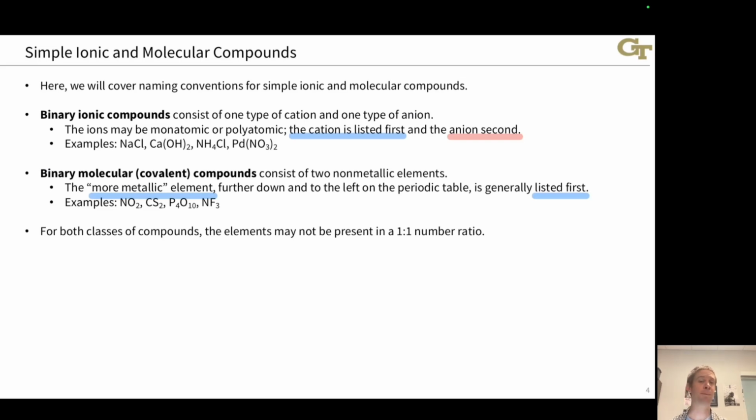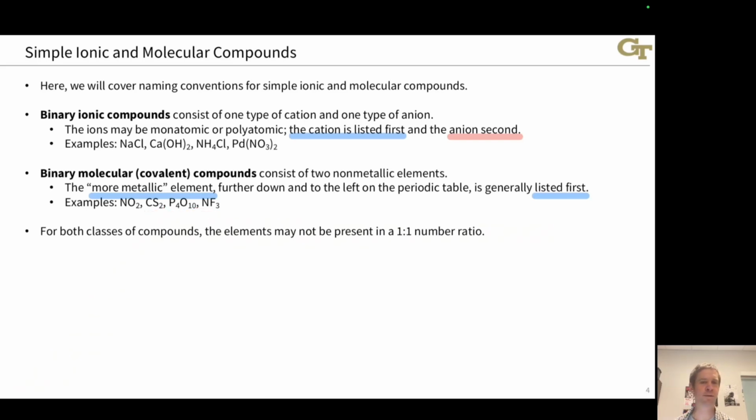We'll also talk about binary molecular or covalent compounds consisting of two types of nonmetallic elements, again, not necessarily present in a 1-to-1 number ratio. Here again, though, the more metallic element, which is further down and to the left on the periodic table, is generally listed first, and the less metallic element, generally further up and to the right on the periodic table, is listed second. Examples are NO2, CS2, P4O10, and NF3.